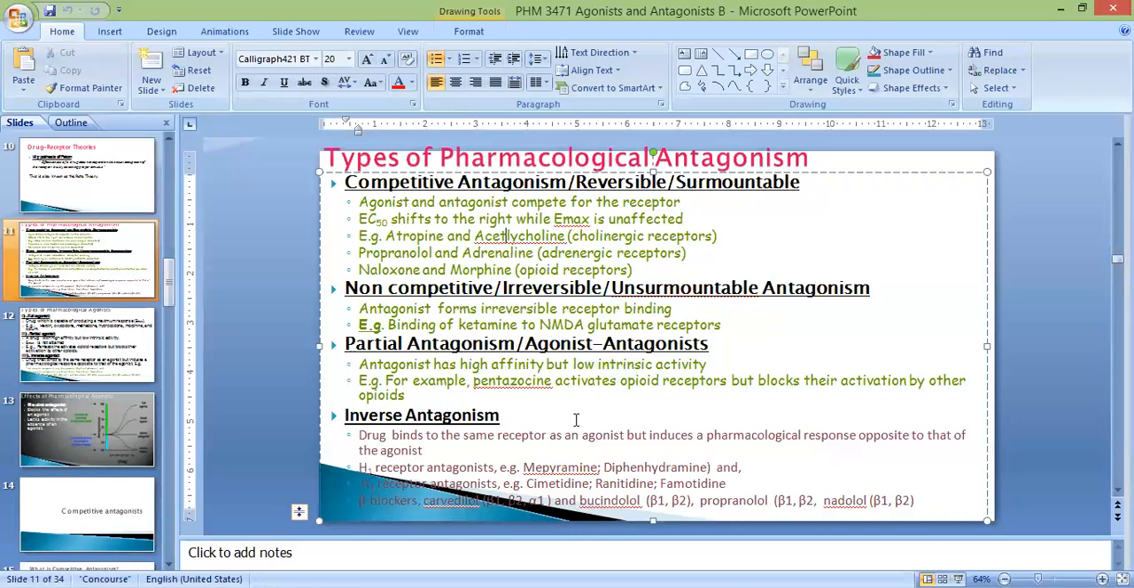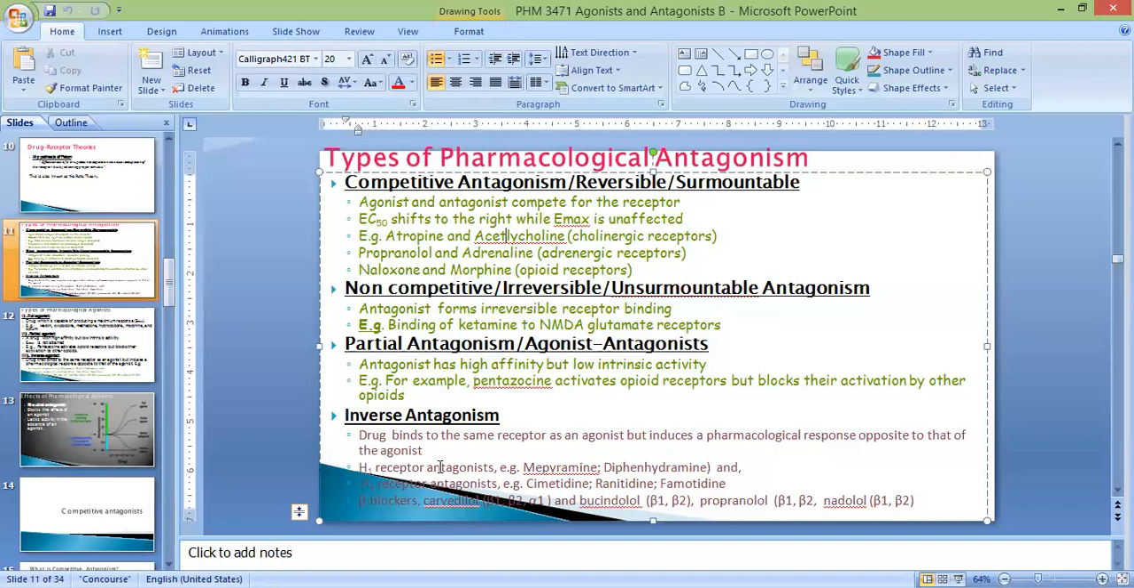Then finally, inverse antagonism. Now, an inverse antagonist is whereby this drug binds to that receptor but acts as an antagonist, but it's unique because this antagonist has intrinsic activity. It binds to the receptor and elicits the opposite response. Okay, it binds to the receptor and elicits the opposite response to that of the agonist.